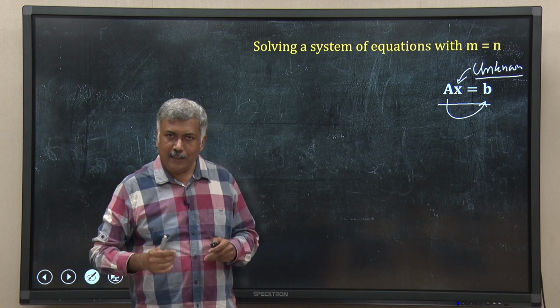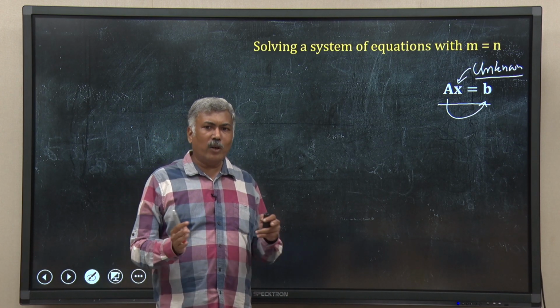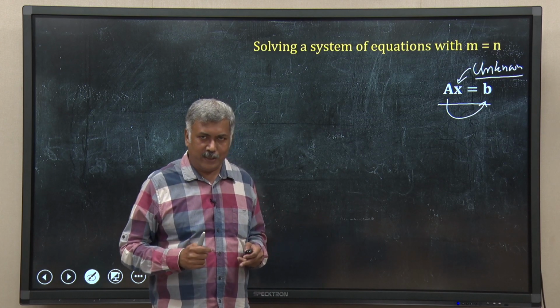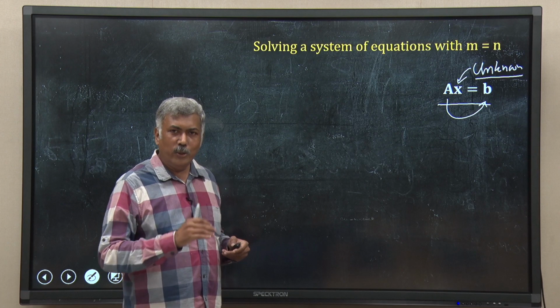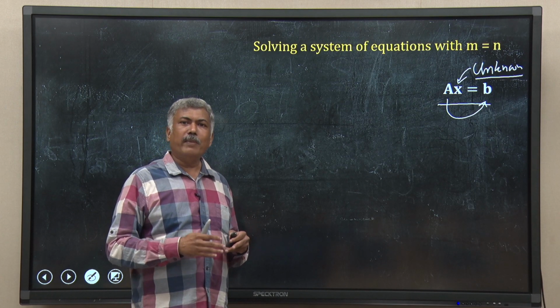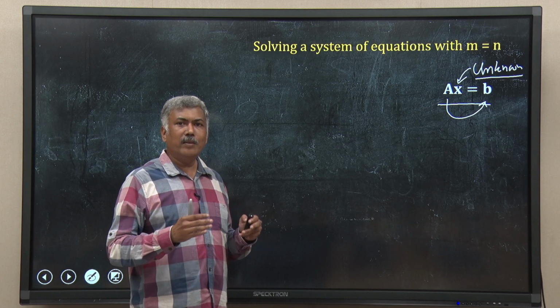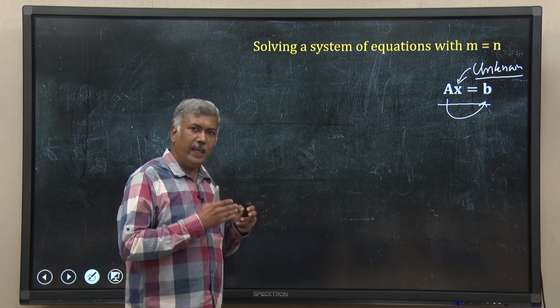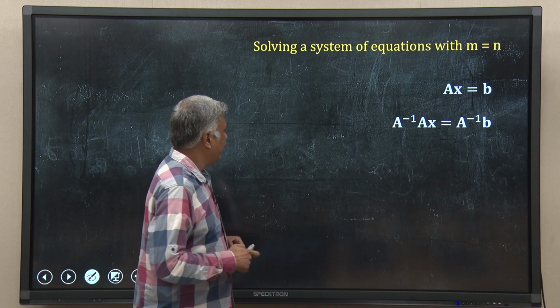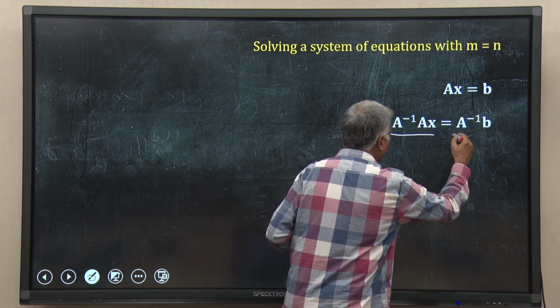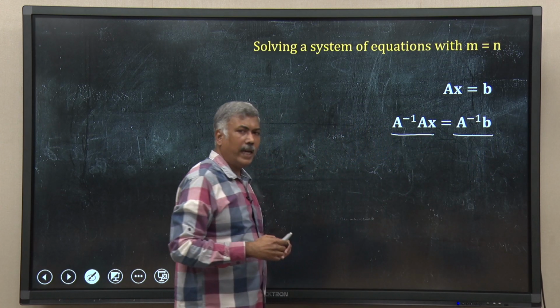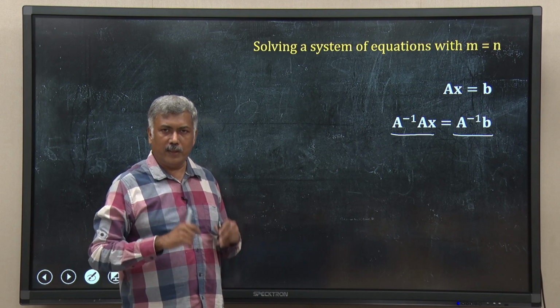I am separating, right? If I can do that. But unfortunately, I cannot do division by a matrix. I cannot divide a vector by a matrix. So, what will I do? I will take help of matrix inversion. I will multiply both sides with A inverse. So, what will I get? I will get A inverse into A into x equal to A inverse B. Both sides of the equation I have multiplied with A inverse.